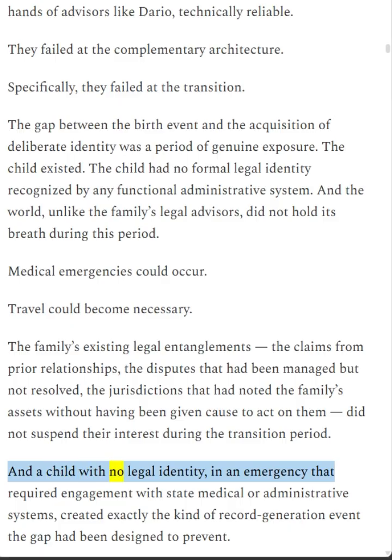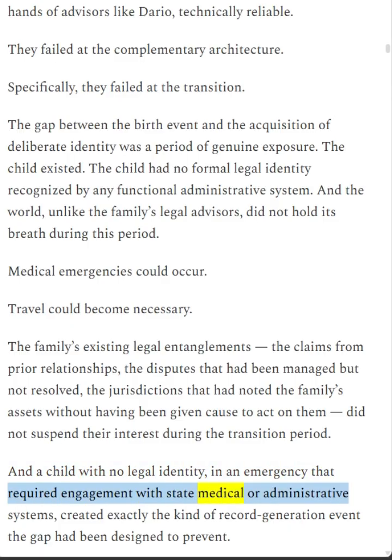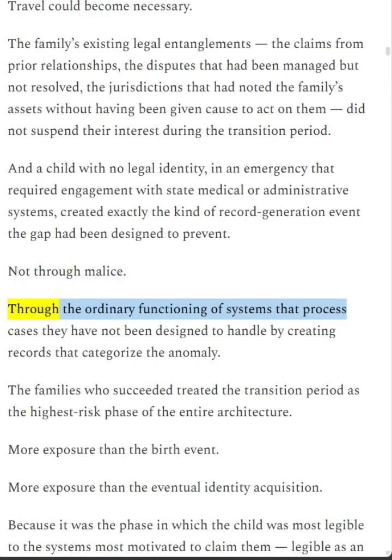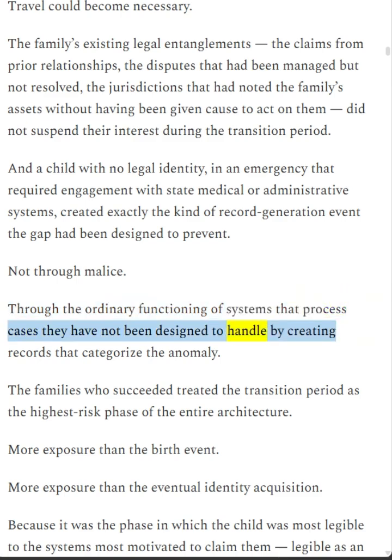And a child with no legal identity, in an emergency that required engagement with state medical or administrative systems, created exactly the kind of record generation event the gap had been designed to prevent. Not through malice. Through the ordinary functioning of systems that process cases they have not been designed to handle by creating records that categorize the anomaly.